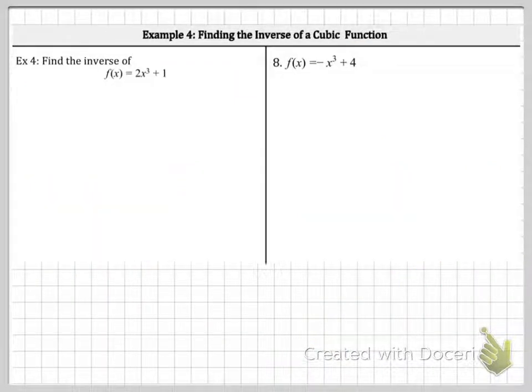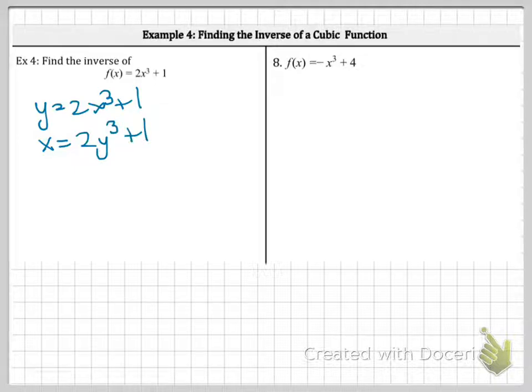Let's find the inverse of a cubic function now. Same process again. So f of x is y. So y equals 2x cubed plus 1. Switch the roles. X equals 2y cubed plus 1. Then solve for y. So subtract 1. X minus 1 equals 2y cubed, divided by 2.